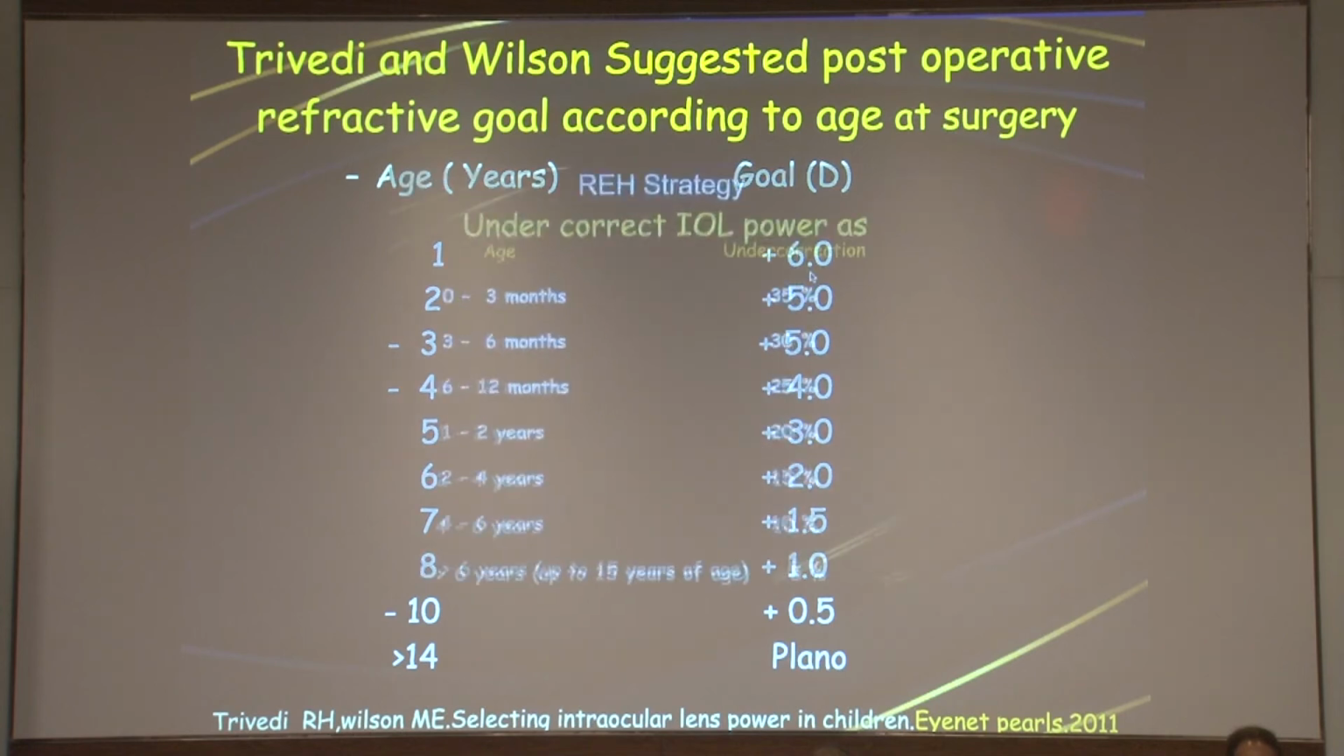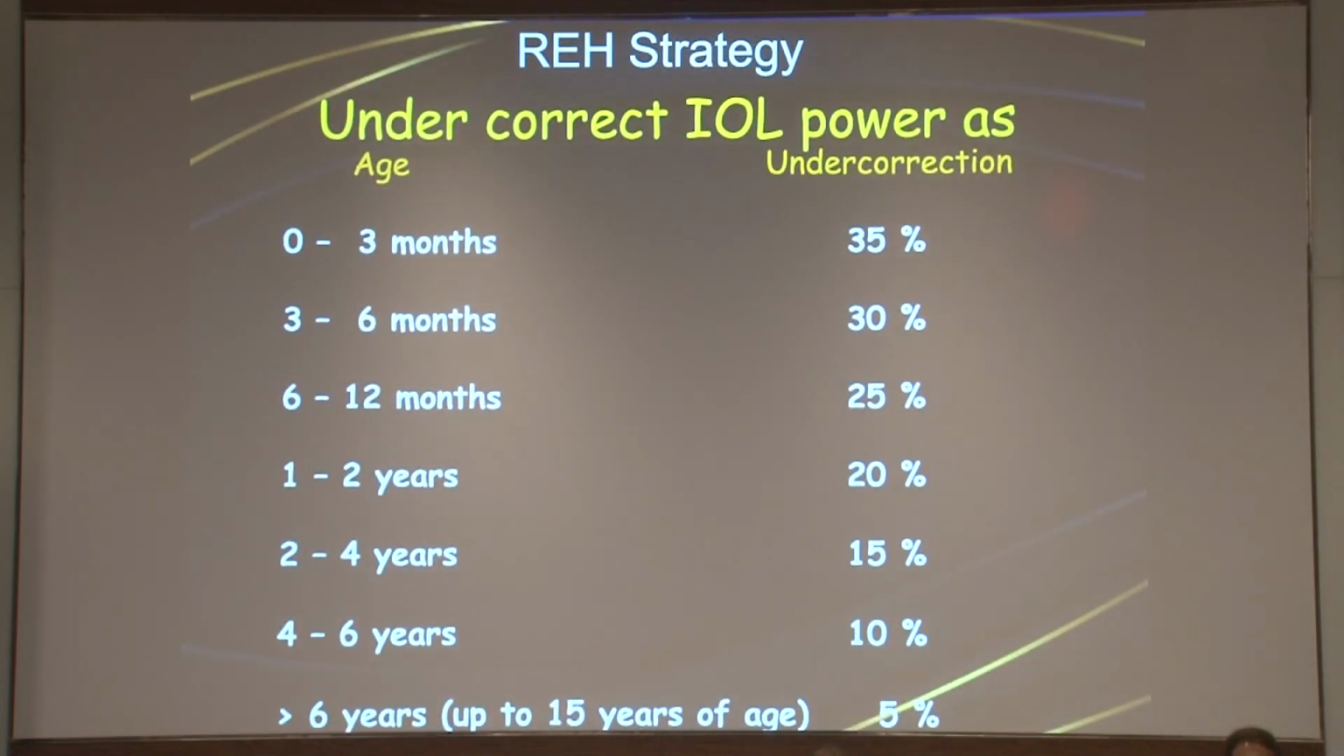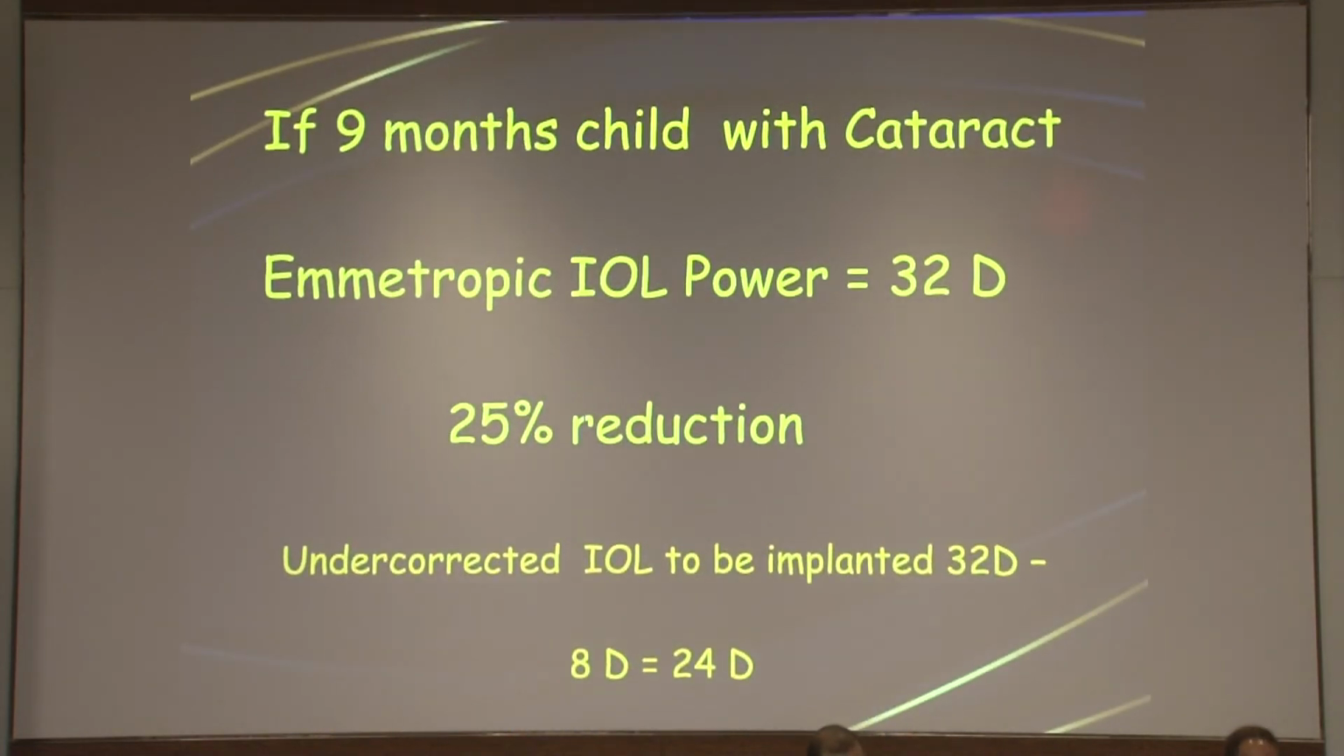From our own data set and our own analysis, we generally don't have a fixed number in mind. We do an undercorrection percentage based on what the calculation formula suggests. So for children operating under 3 months of age, we undercorrect the power by 35%, 30% for up to 6 months, and keep reducing as the child grows. Beyond 6-7 years of age, we do not undercorrect very significantly. By undercorrection, what we mean is, say for example, if it's a 9-month-old child and the emmetropic IOL power is 32, and you undercorrect by 25%, you will end up implanting a 24 diopter IOL.